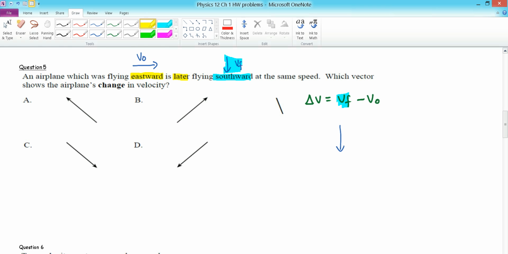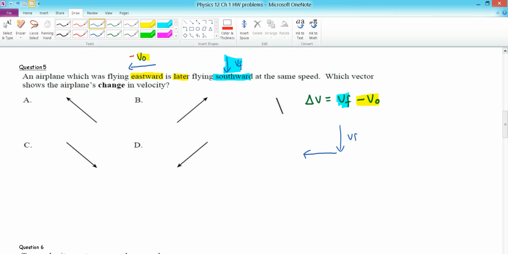The problem once again is I need to add that to a negative V naught. And right now I have a positive V naught going the eastward direction. So if I want to put a minus sign right here, that would mean my vector would change in the opposite direction. So it'd be going westward. So negative V naught is actually going westward.